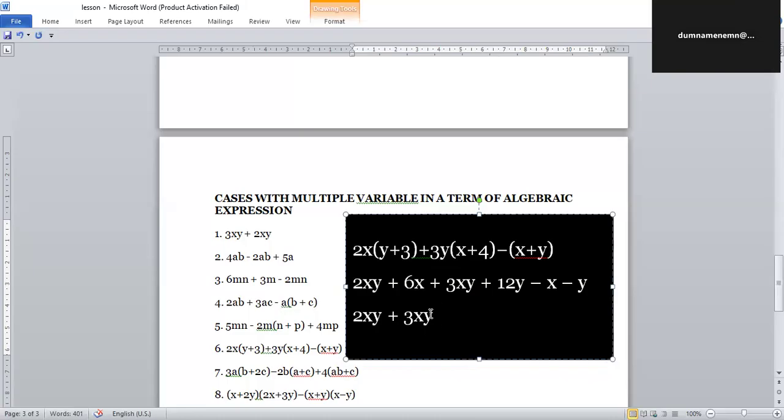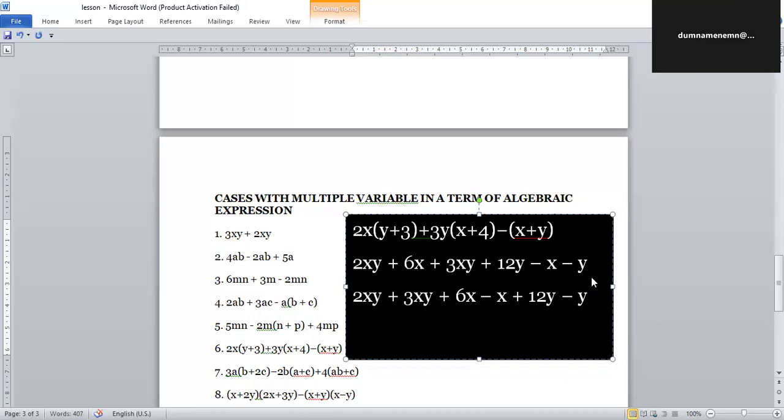Then 6x, where is another x? Minus x. We are done with that. Let's go for y. We have plus 12y minus y.